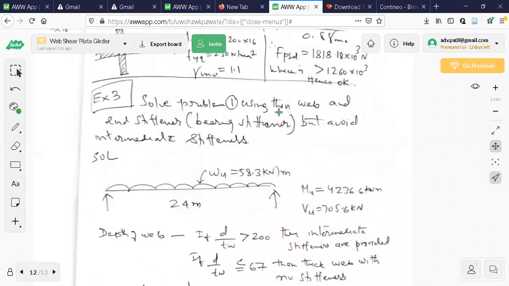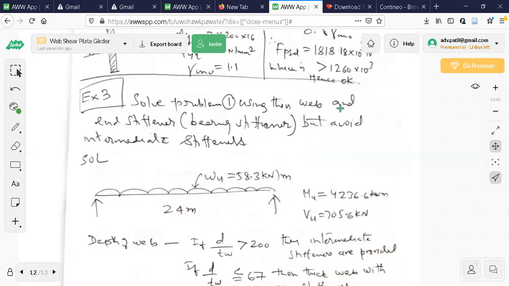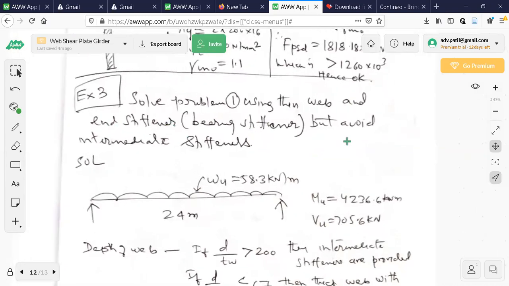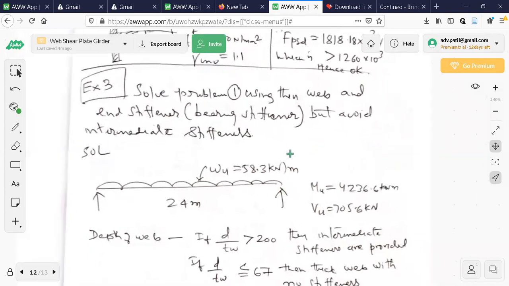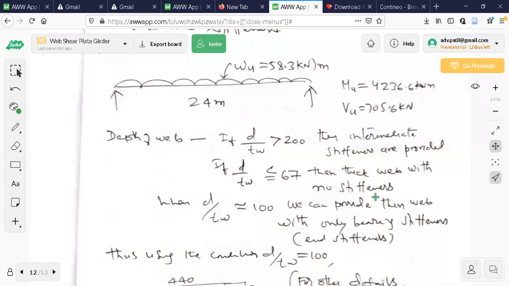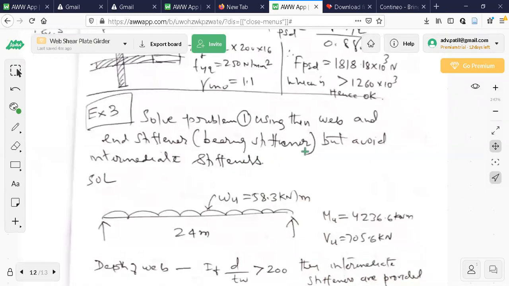Solve problem number 1 using thin web. Now, for example, if I tell you to solve example number 1, I have to say use thin web, because if you use thick web, stiffeners will not be there. Solve problem 1 using thin web and end stiffeners or bearing stiffeners, end or bearing being one and the same, but avoid intermediate stiffeners. You try to understand, some conditions will be different. Whatever conditions I'm writing here will be slightly different if you want to design a plate girder in which end stiffener and intermediate stiffeners are also required.